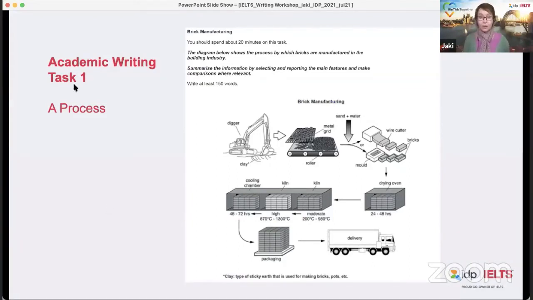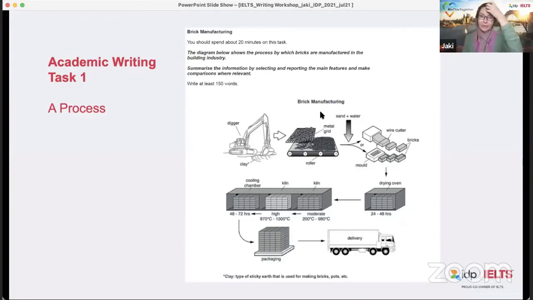All right, so let's see what we do when we get a process. First of all, don't panic. Read what we're supposed to do. The diagram shows the process by which bricks are manufactured in the building industry. Okay, so our introduction, we're just going to rewrite the topic, change all the words. But we need to spend a moment working out what's going on, understanding. And you need to mention everything on the process, but try not to copy. It's good to change the form of the word. I'll show you what I mean.